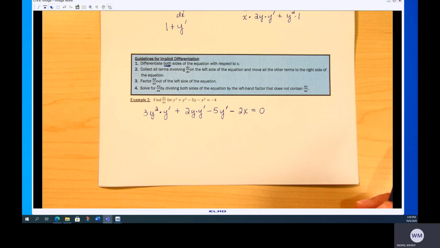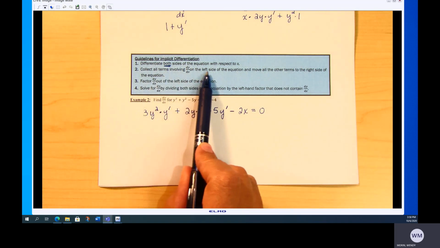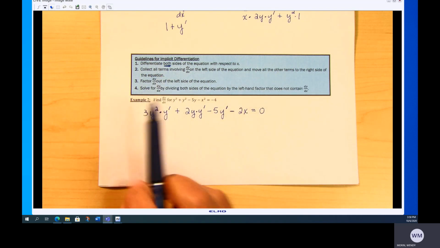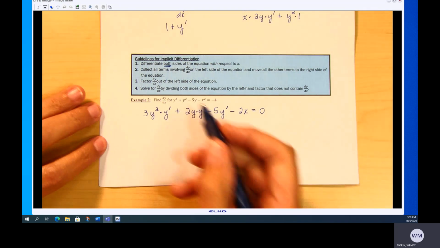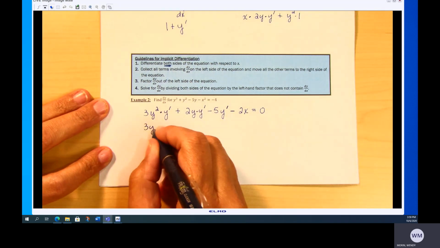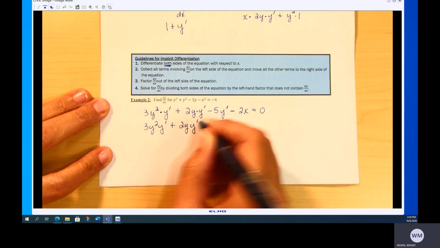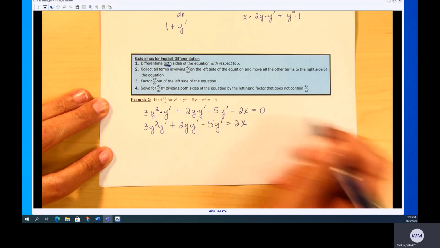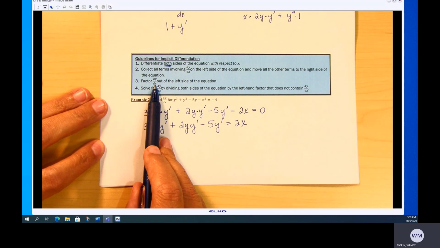So that's step 1. Step 2, collect all terms involving dy dx on the left side of the equation and move all the other terms to the right side of the equation. It really doesn't matter if it's right or left, but just move all of the y primes on one side, move everything else on the other side. Okay? So 3y squared y prime plus 2y y prime minus 5 y prime. Move the 2x over.